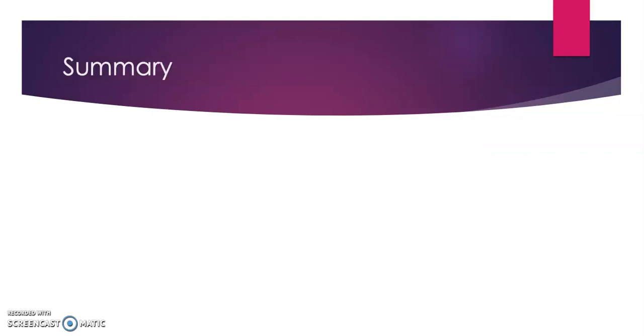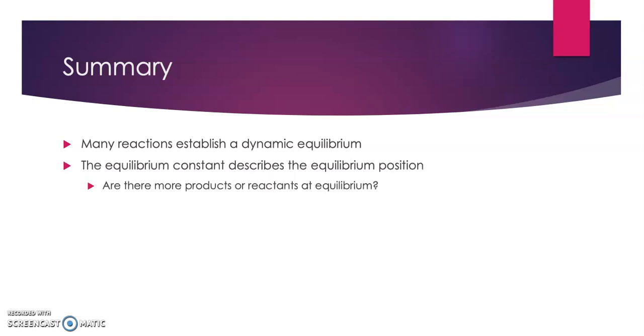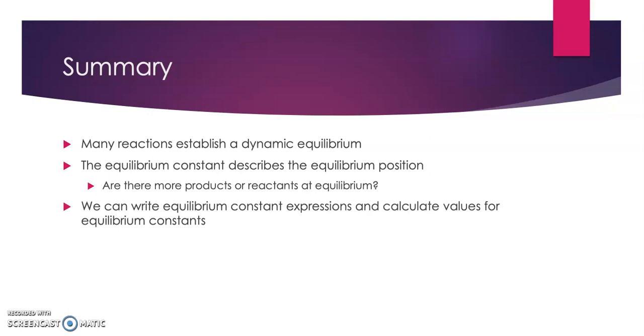So as a summary, many reactions establish a dynamic equilibrium where the forward and reverse reactions continue, but we don't see any macroscopic changes in concentration. The equilibrium constant describes the equilibrium position. Do we have more products or reactants at equilibrium? We can write equilibrium constants because we have some simple rules we can follow. And if we have equilibrium concentrations, we can use that to calculate values for equilibrium constants.